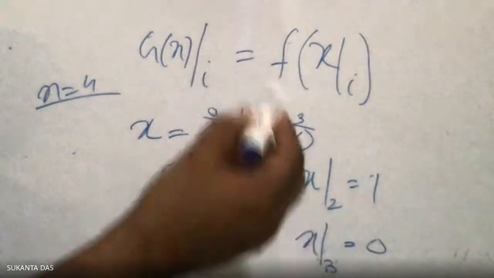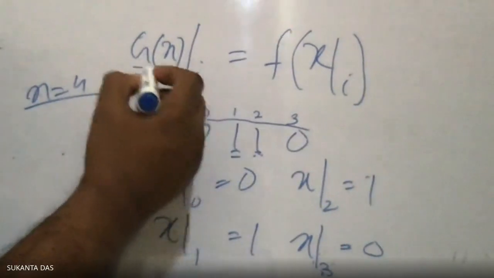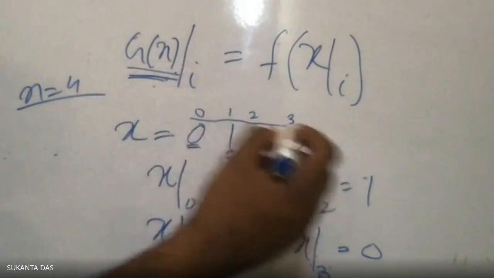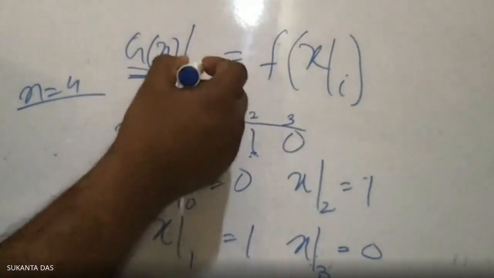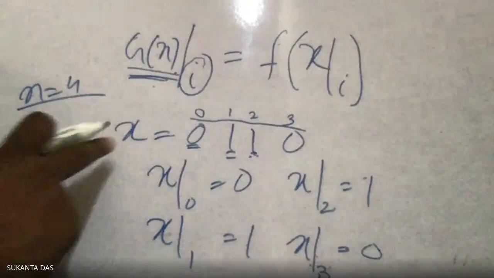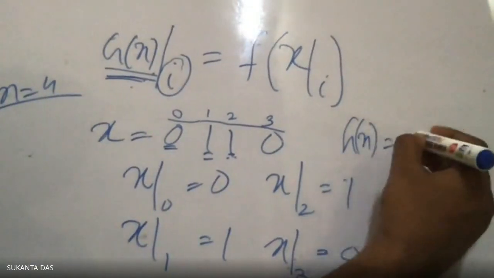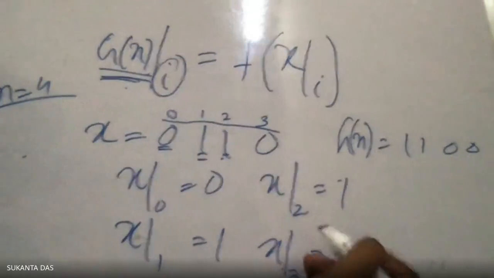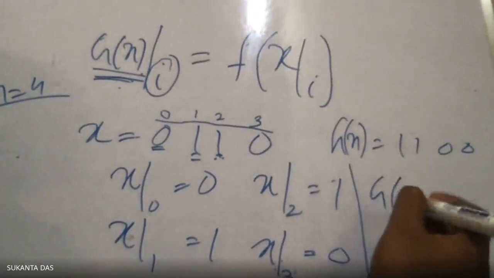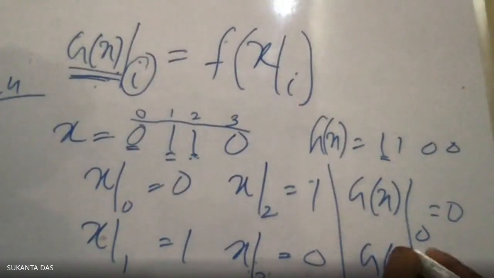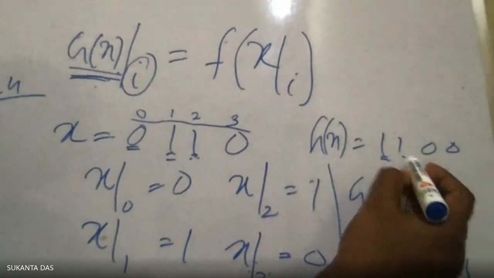Now here, if I do g(x), then g of x will also have this six on four number of locations. I am extracting the ith location in a similar way. Now, suppose, for example, g(x) is equal to 1, 1, 0, 0. So g of x0 is this location, g of x1 is this next location. Oh, sorry, this is 1 actually. This is 1, in this way.